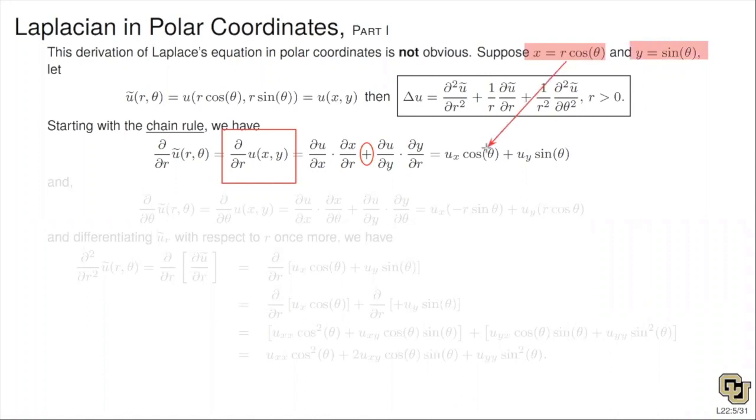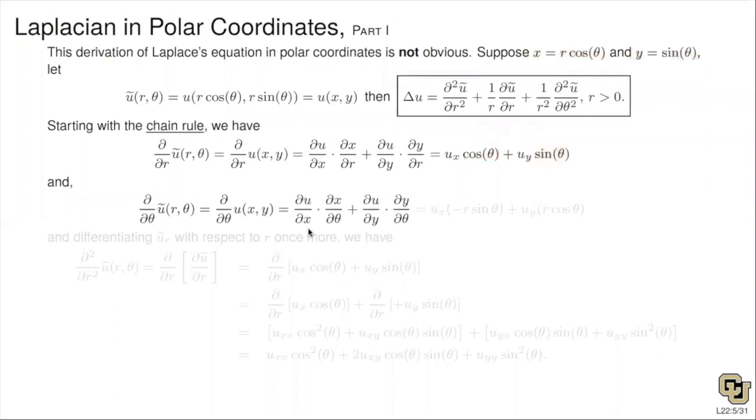We take the partial with respect to r. Oops, there's a typo here, my bad. This should say r sine theta, okay? So you take the derivatives, that's where these are coming from. And there's also a theta derivative. Again, it's partial u, partial x, partial theta, plus partial u, partial y, partial theta, and that has this form.